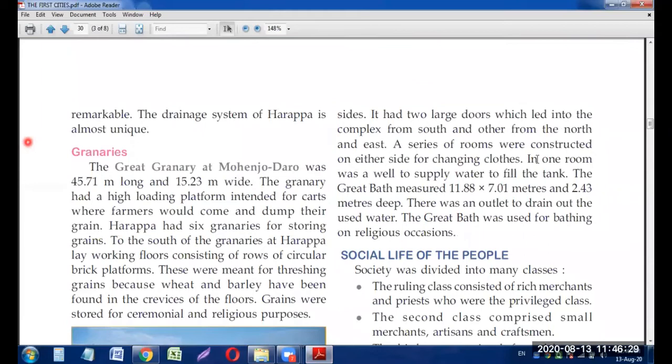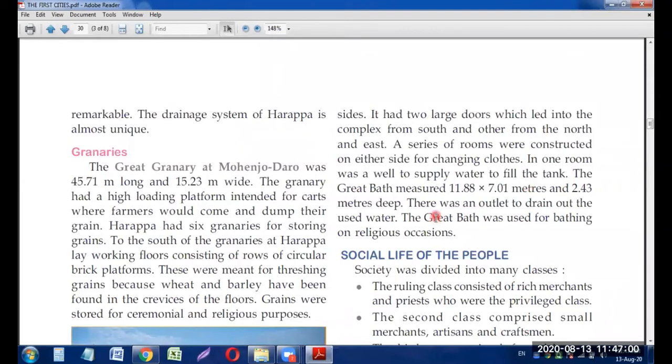Now you can see in one room was a well to supply water to fill the tank also. So they constructed one room with a what? With a well also. There was a well and it was connected with the bath, so that they can fill that particular bath or tank with the water supply of the well. So it was automatically connected with each other. The well as well as the bath was internally connected, so that the water can fill the tank of the bath, so that the people can enjoy a great bath.